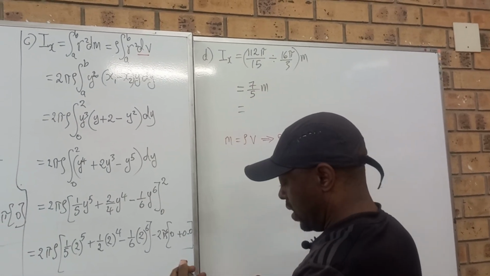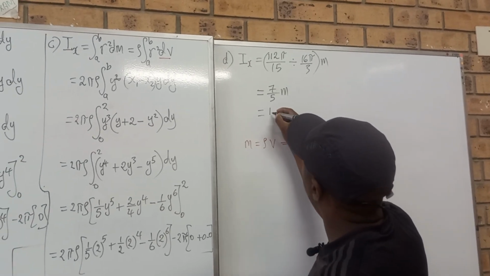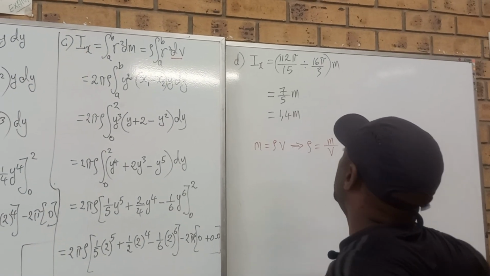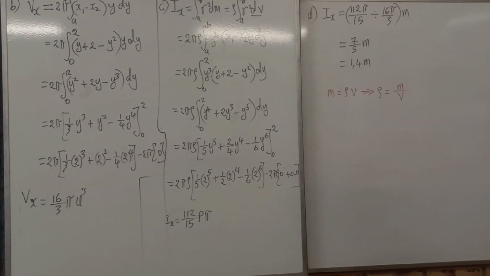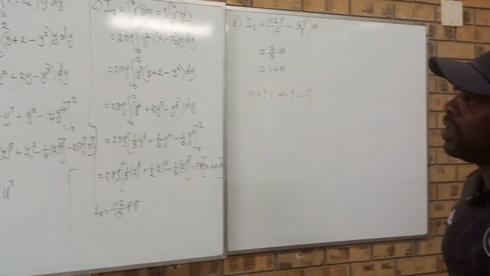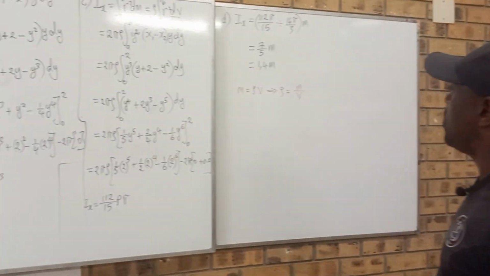If you like your answer in decimals, it's still fine. That will give you 1,4 m. So, ladies and gentlemen, this is how we get our moment of inertia and express our answer in terms of the mass. Thank you very much.